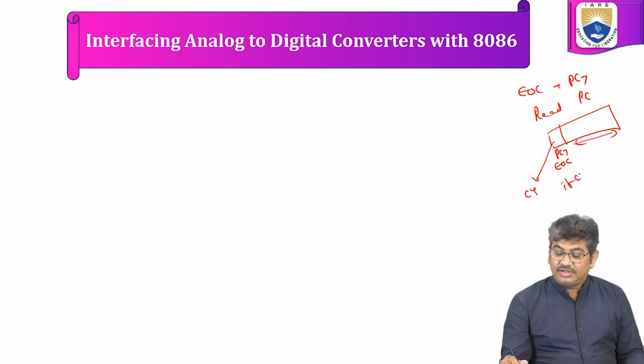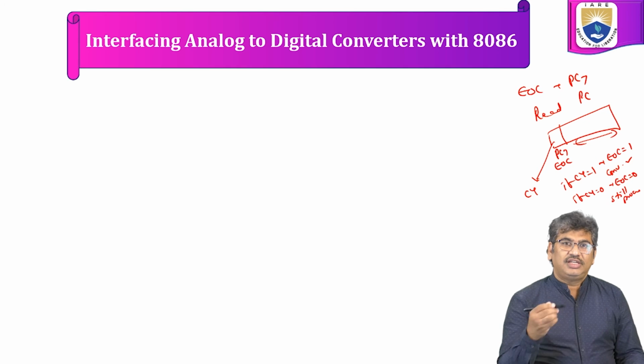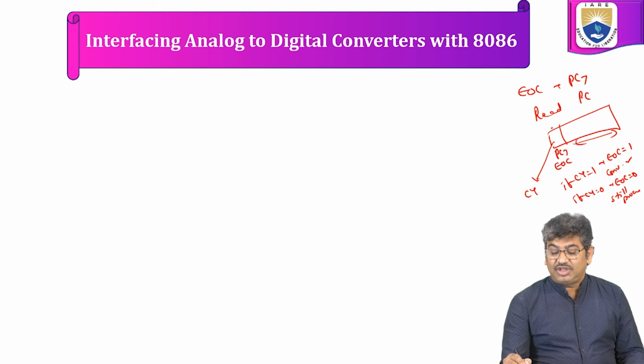So if carry is equal to 1, it means the end of conversion signal is 1, so the conversion is done. If carry is equal to 0, the end of conversion is not done, which means the conversion is still in progress. So I go on reading the EOC signal continuously until EOC is equal to 1. We are going to loop. So the next instruction is we have to read port C.